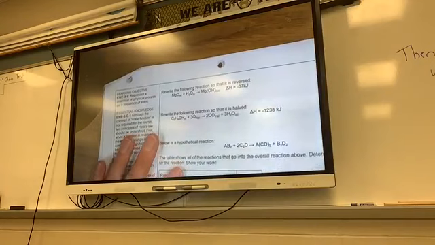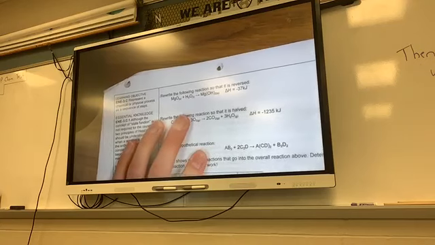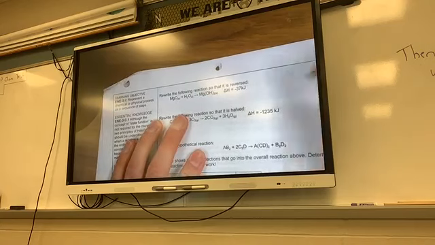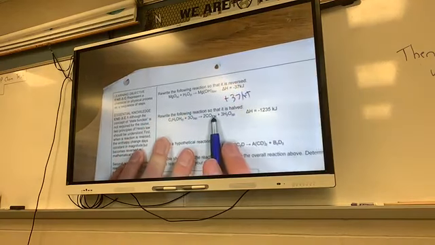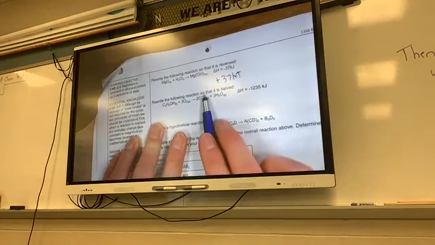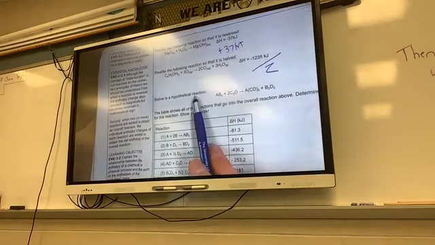Rewrite the following reaction so that it is reversed. If I reverse this, what do I do to my delta H? It becomes positive 37 kilojoules. Rewrite the following reaction so it is halved. What would I do to delta H? Divide by 2.